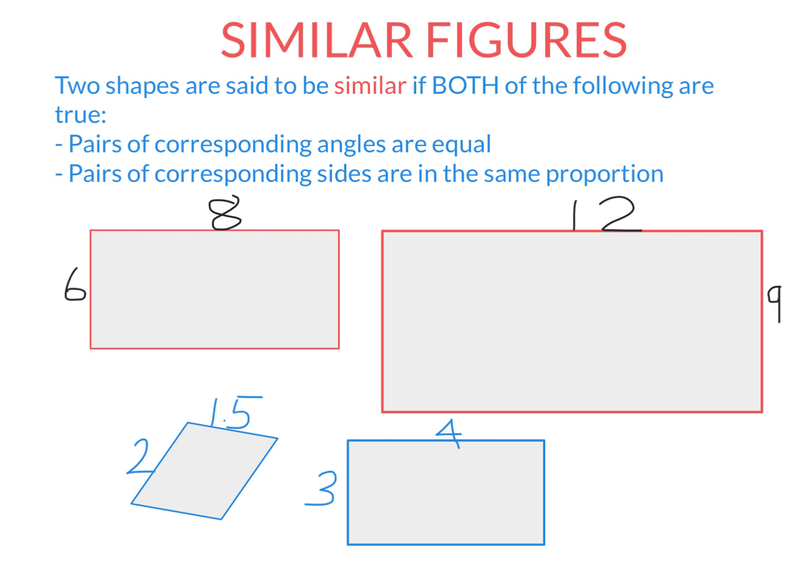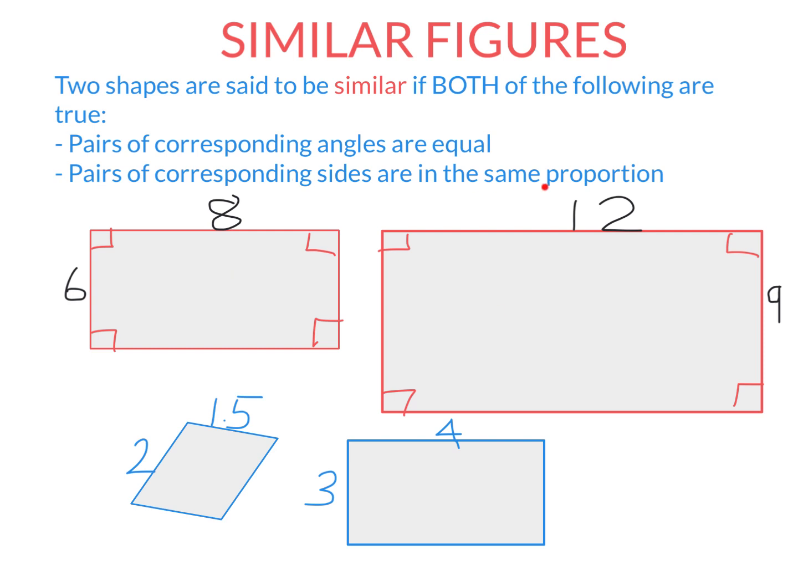So let's look at these two red shapes here. They're both rectangles. So what that means, if it's a rectangle, all angles are 90 degrees. So here, each shape has the same angles. This is what we mean by the first condition here. This angle and this angle are corresponding, they're matching up, and they're equal. These two are corresponding, and so on. Basically, the first one is saying the two shapes have the same set of angles. So that one's true for these two.